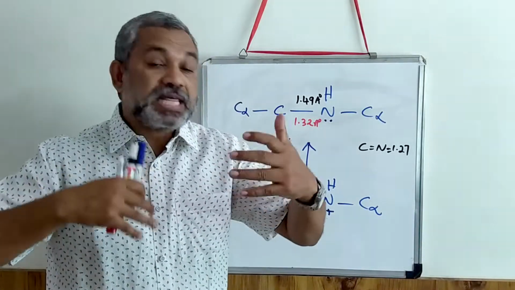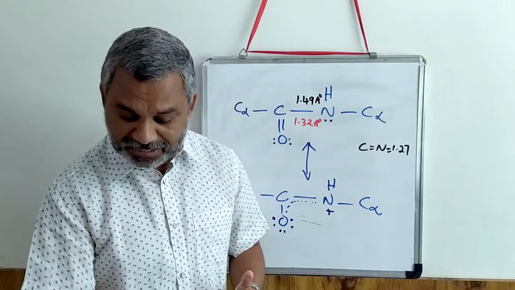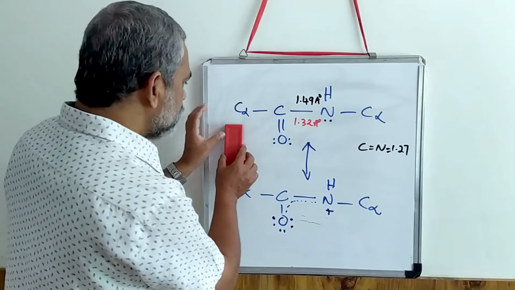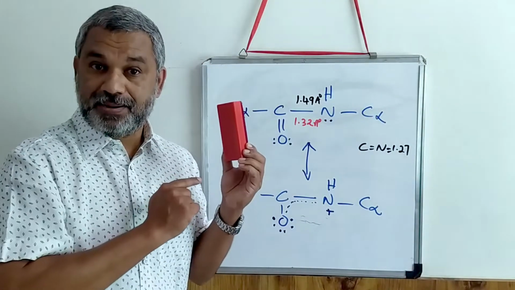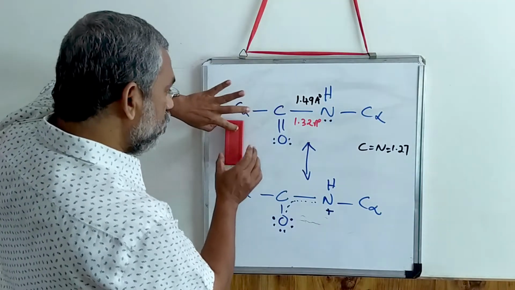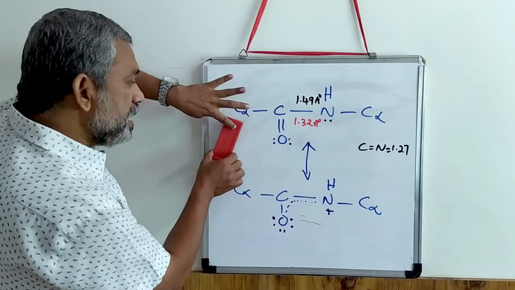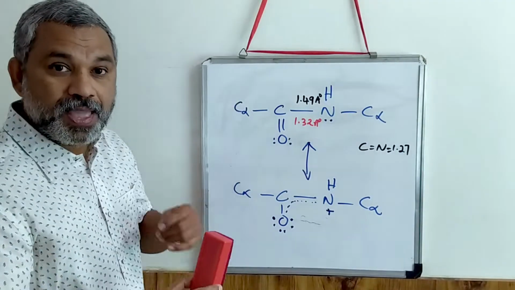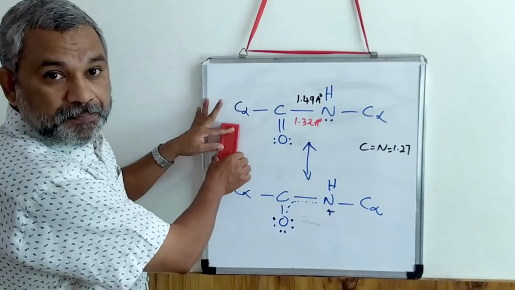Now what is the implication of this partial double bond character? That is a very simple example. So here is a duster. For example, on this duster we decide to put a nail. So we are putting a nail on the duster, and you know that you are able to rotate the duster because there is only one nail put. Okay, so free rotation is possible.